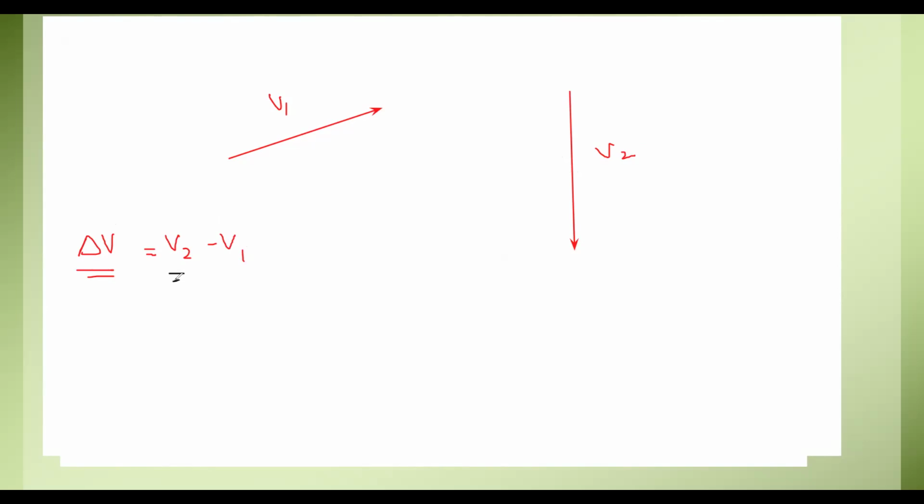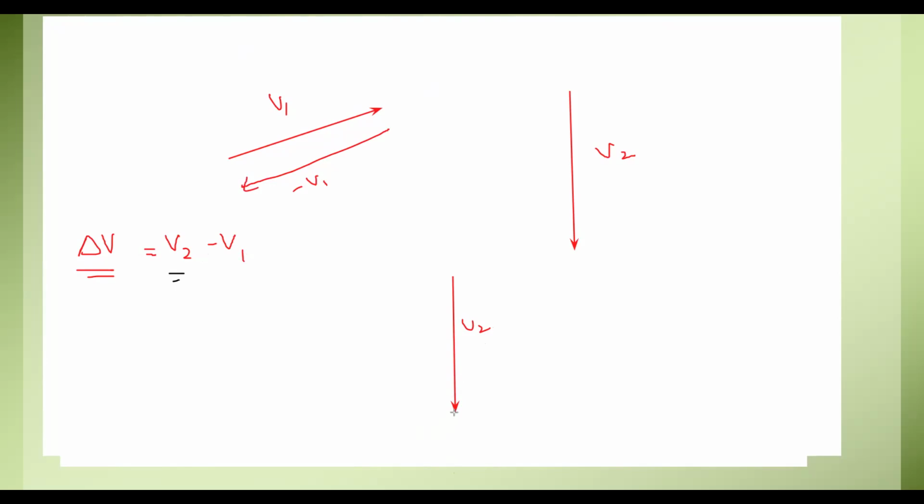v2. Because whenever it's a subtraction, you draw the vector which is given first. So v2 is given first, so I should draw v2 first. So we draw v2 first. That's v2. Then negative v1. If v1 is pointing in this way, what will be the direction of negative v1? It will be in the opposite direction, because the negative vector means the direction has changed.